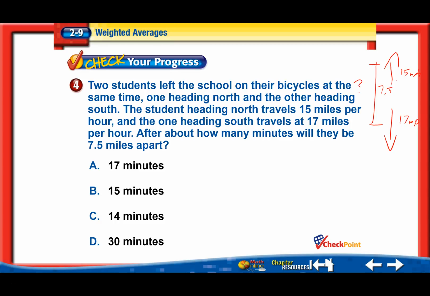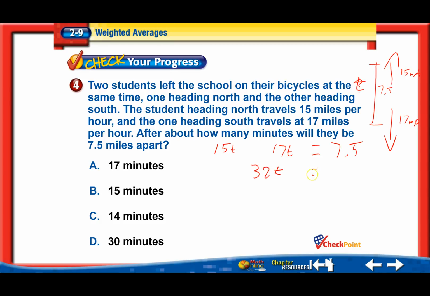Okay, well, we have to use distance equals rate times time. The time is going to be the same, so we're going to call that t. So time times 15, time times 17. So I'd have 15t and 17t. And I need to go until they're a distance, well, the distance we know is 7.5 miles. From here, we combine like terms.